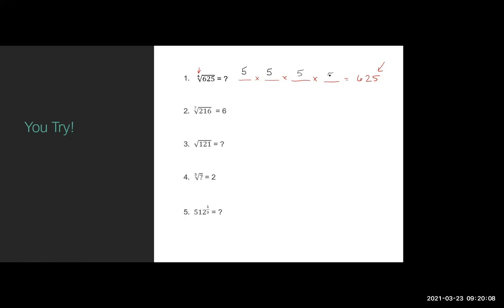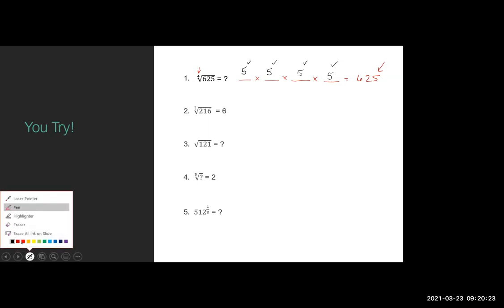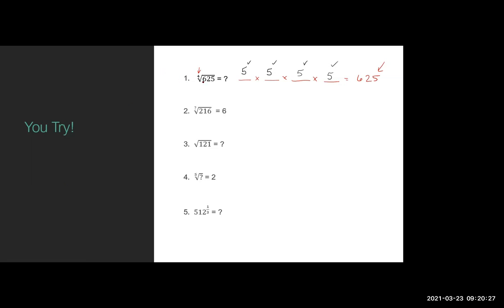See, when numbers end in a 5, I know there's generally a 5 being multiplied as well. So let's check this here. 5 times 5 is 25. Times 5 again, 125. Times 5 again is 625. So this works. So this would equal 5.